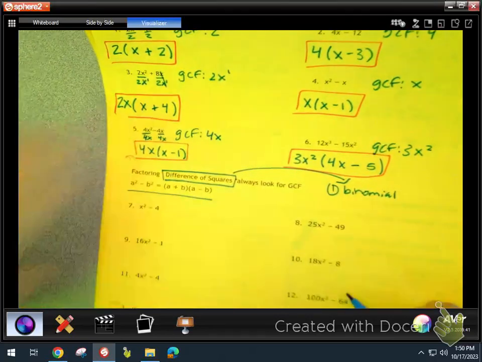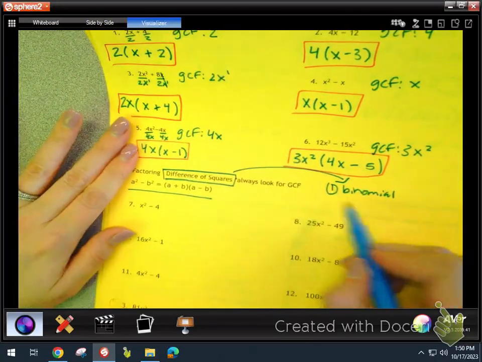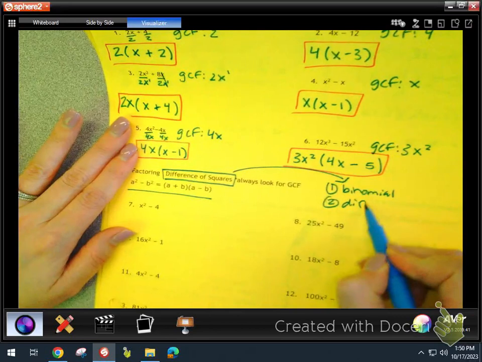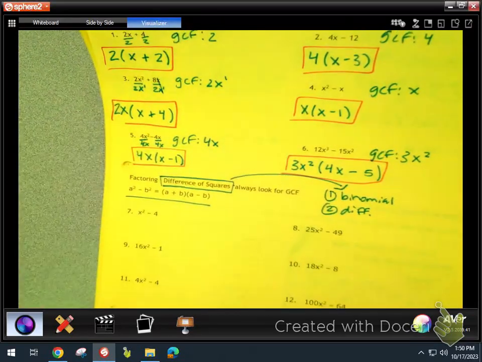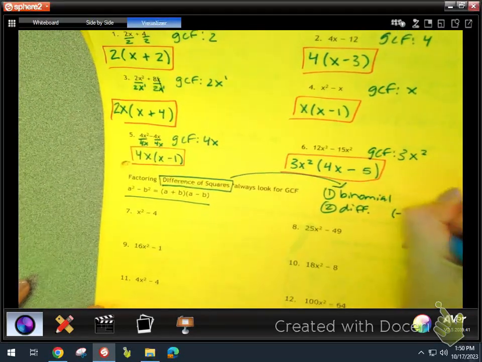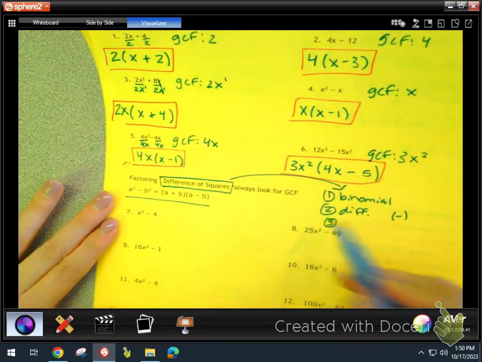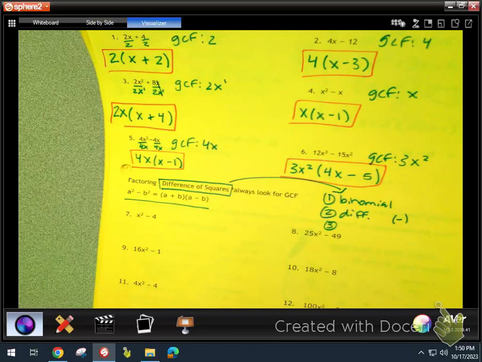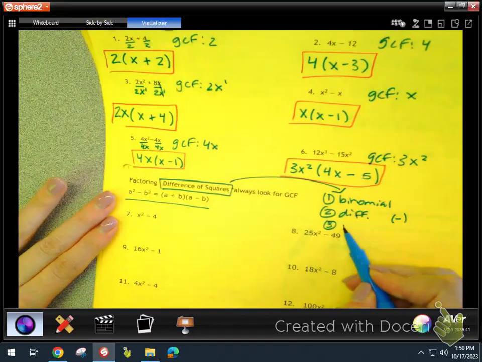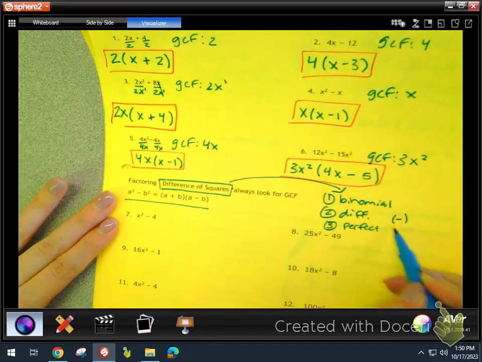Write this down. Carter, close your computer.